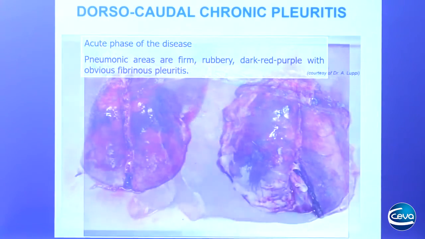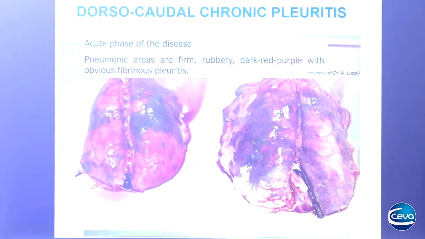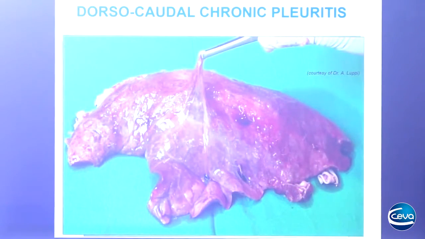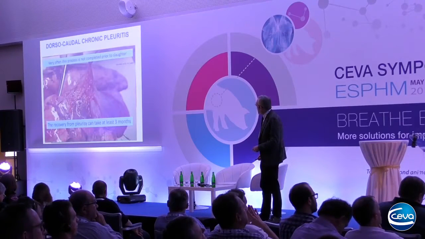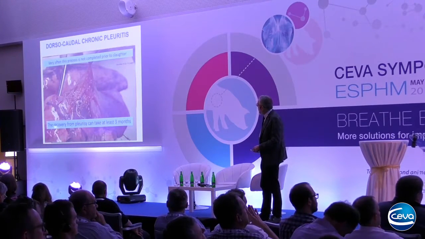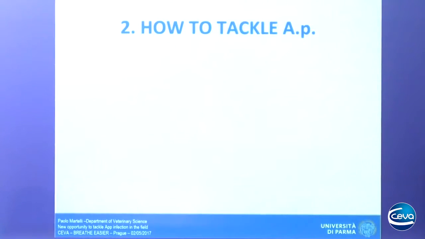Then we have different areas, firm, rubbery, dark, with obvious fibrinous pleuritis. It is very, very nice in this picture, if someone likes this kind of picture, okay. But here pleurisy first, and then the evolution of the pleurisy, and the recovery from the pleurisy can take at least 3 months. So it can help when we think of the lung lesion. So now we move to the second part of my presentation.